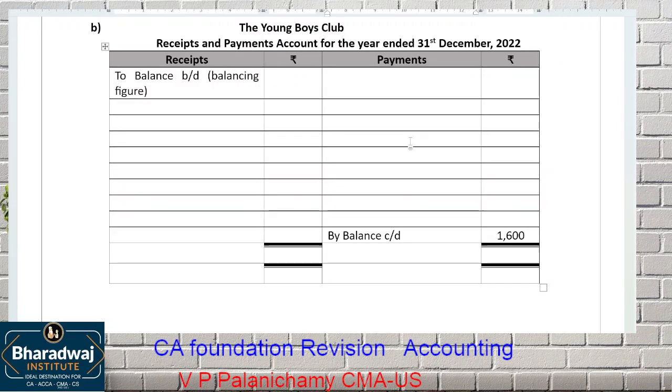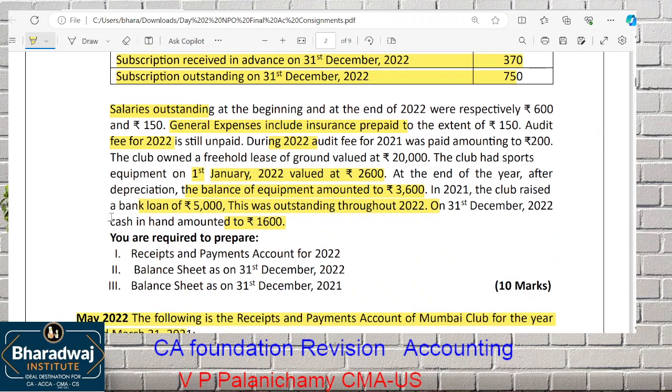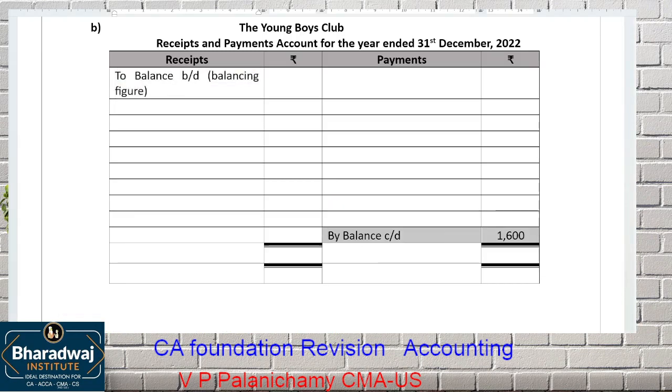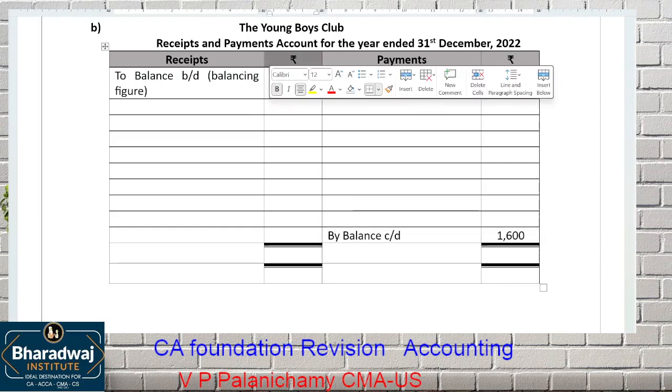Shall we do receipts and payments now? Opening balance is not given to us in the question. What is given to us in the question? We are given only the closing balance. Opening balance is missing. That we will find out as a balancing figure. Closing balance is given, 1,600 is given to us.